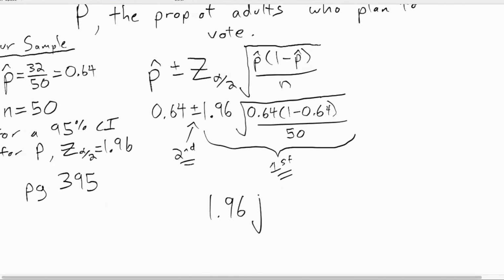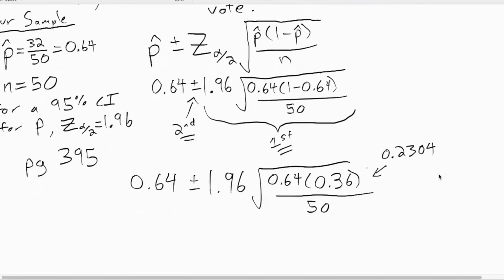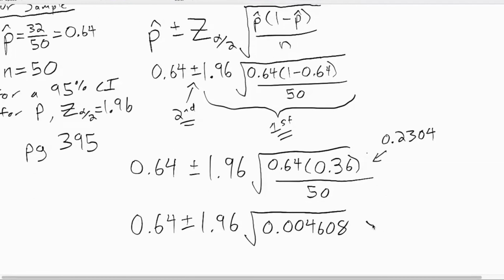1.96 times the square root of 0.64, and then 1 minus 0.64 is 0.36. 0.64 times 0.36 is 0.2304. That's just this top part here. And if I divide that by 50, I get a pretty small number, 0.004608. And I mentioned this before, but if you want to take a square root, you can also do it to the 1/2 power, which is the same thing as doing it to the 0.5 power, or your calculator has a square root button.